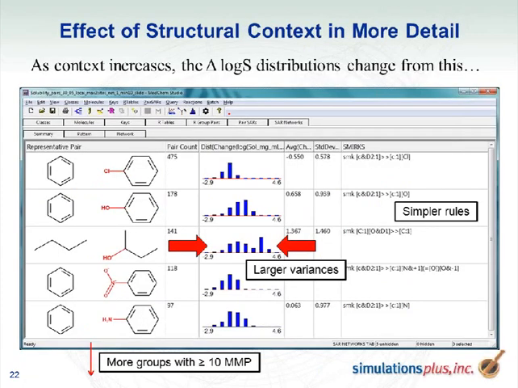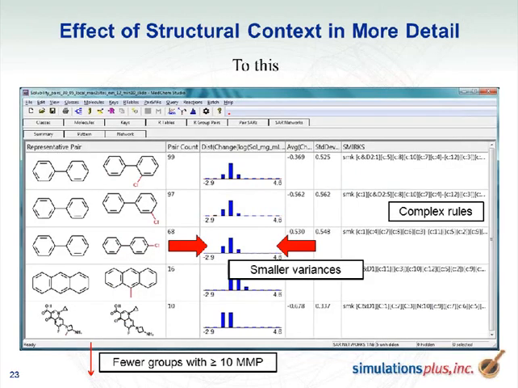Okay. So these next few slides just further illustrate that point. So here are the distributions where we have a very loose context, or we're not including a large number of atoms in the context. If we then go and include a larger number of atoms, we have a much smaller variance in the distribution, and we have much more complex rules.